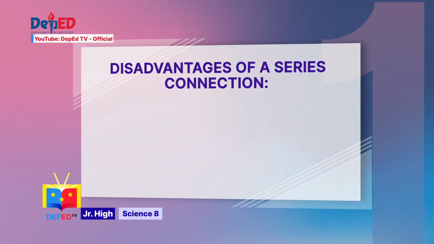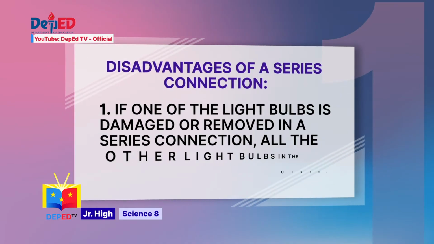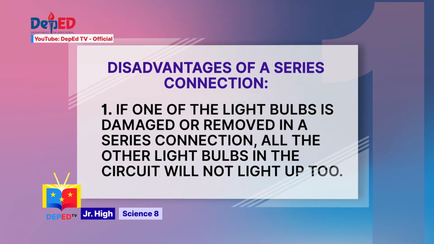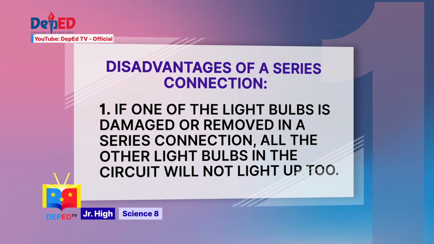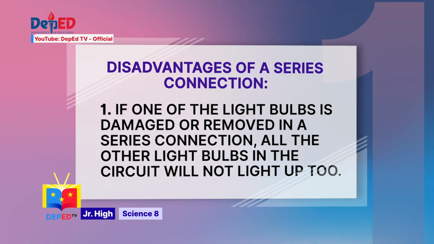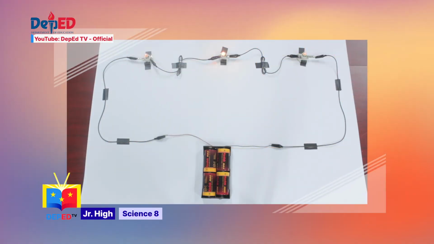Here are some of the disadvantages of a series connection. 1. If one of the light bulbs is damaged or removed in a series connection, all the other light bulbs in the circuit will not light up too. This is because the point where the bulb is damaged or removed causes the circuit to open, resulting in the flow of electric current being discontinued in the circuit.